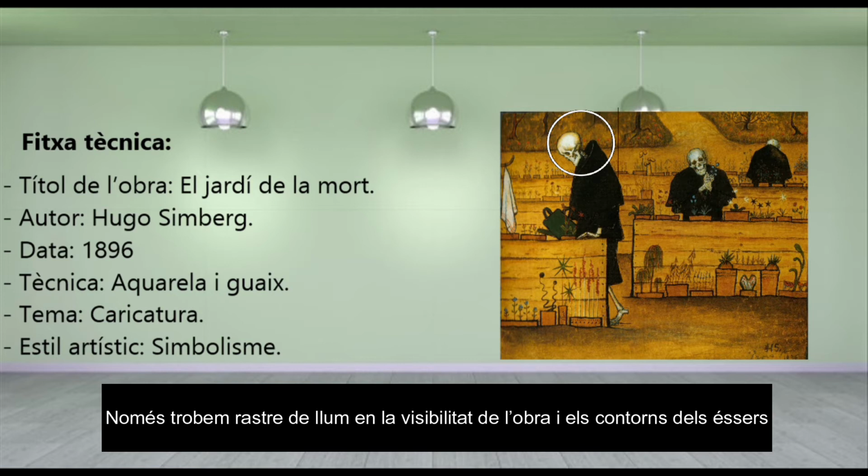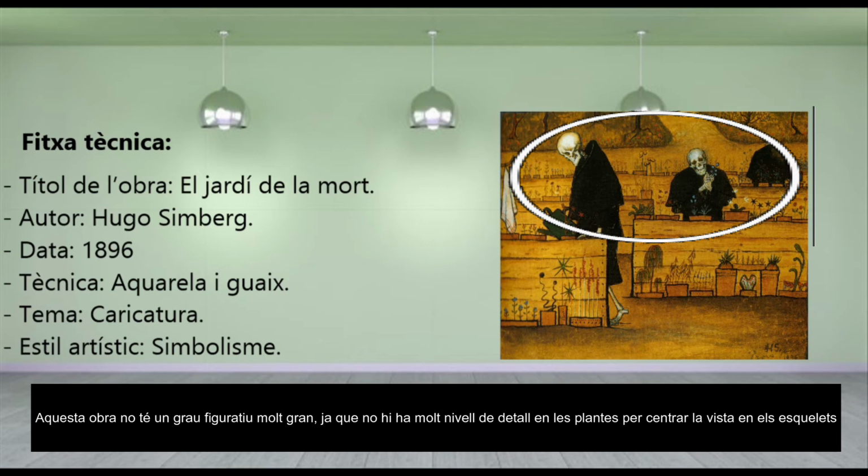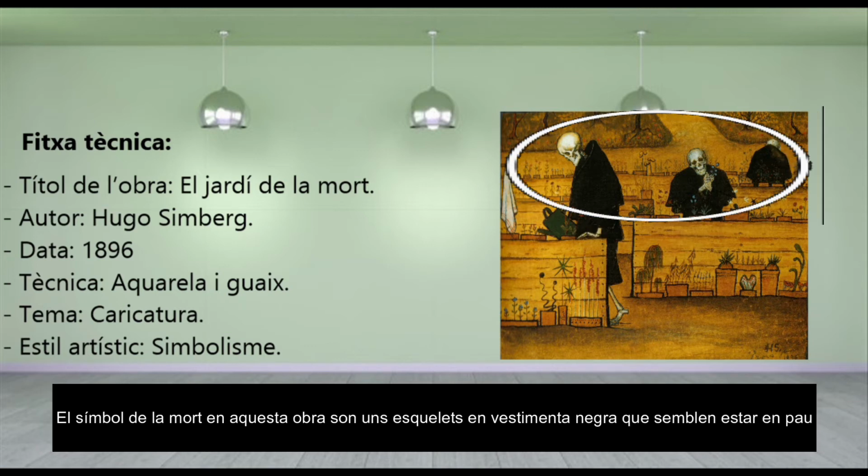We only find light traces in the visibility of the painting and the contours of the skeletons. This painting doesn't have such a degree of realism, to center the eyes on the skeletons. The symbol of the dead in this picture are the skeletons with black clothes who seem to be at peace.